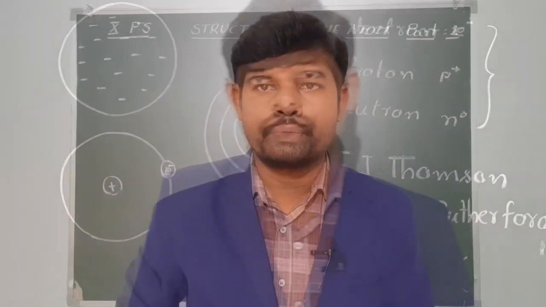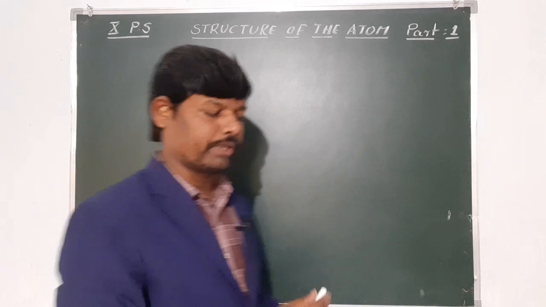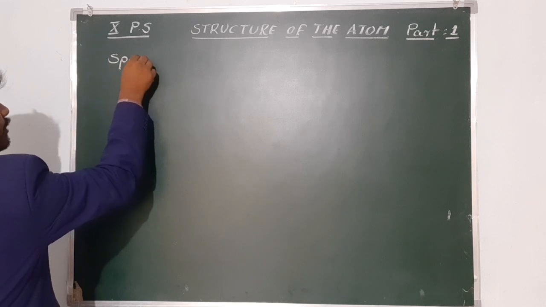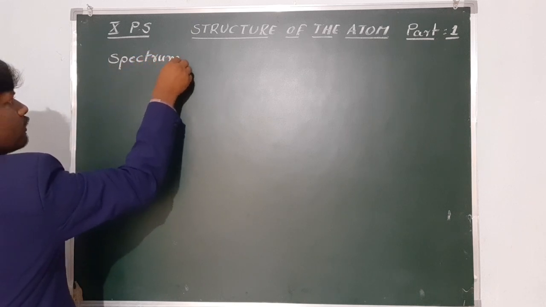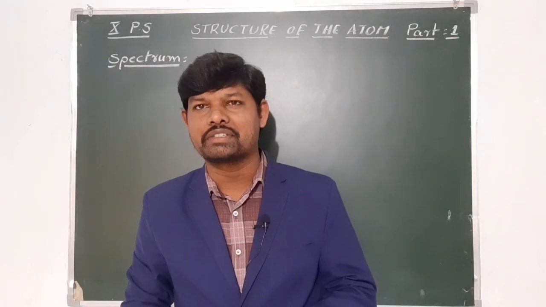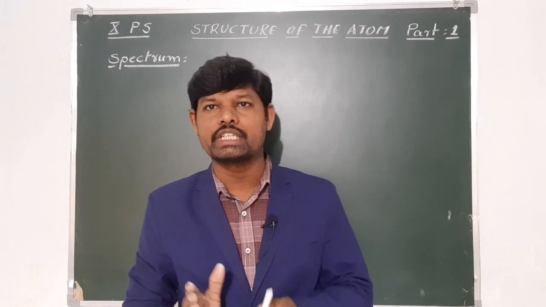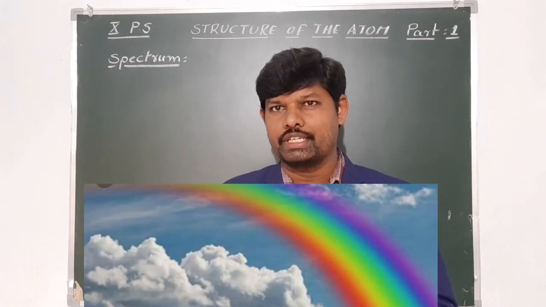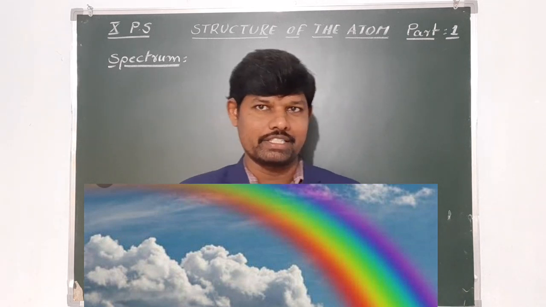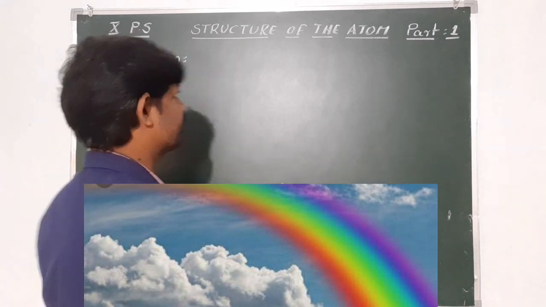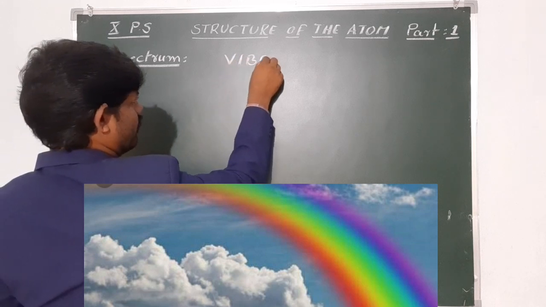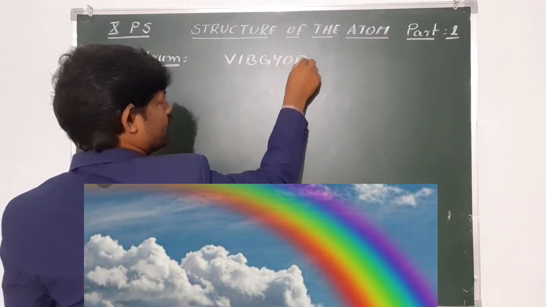Let us see. First one, spectrum. What is spectrum? Let us see. So you must have observed the formation of rainbow. Everybody knows about rainbow. How many colors are there in the rainbow? There are 7 colors. What are those colors? How can you say? Yes, there is a small code. What is that? VIBGYOR. So by observing this VIBGYOR, you can give the colors of the rainbow.